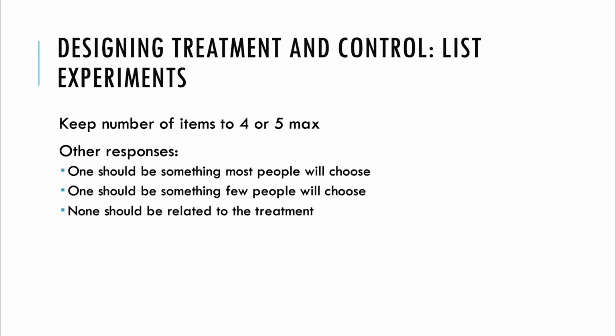When designing a list experiment, remember to keep your list fairly short. You also need to write other items on the list that some people will agree and disagree with, but that don't relate to the treatment. For example, it would have been a bad idea to include a statement about female representation on the Supreme Court as another item on the example list, because it also deals with gender discrimination.